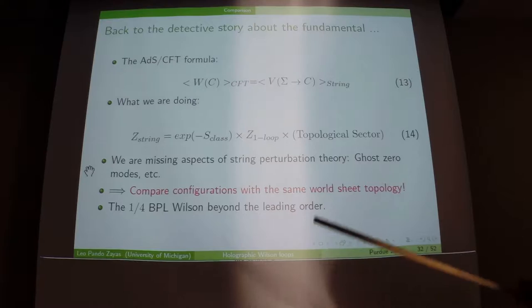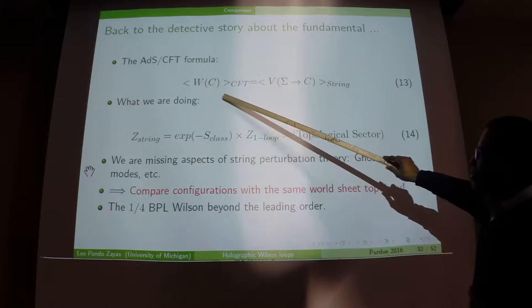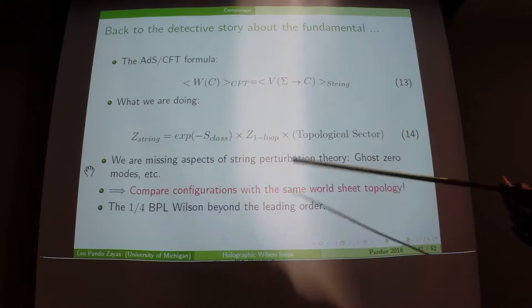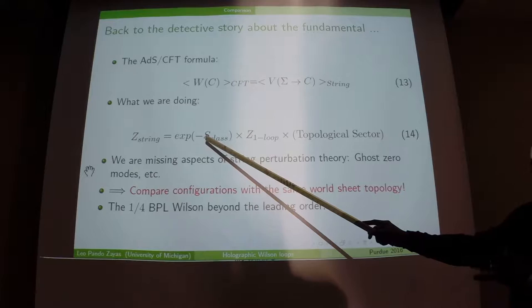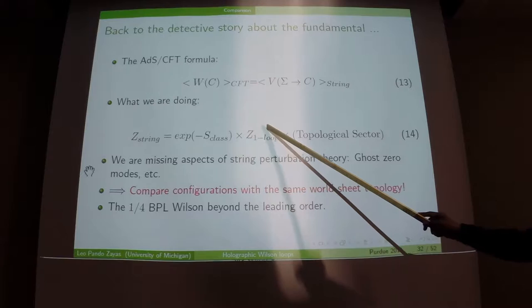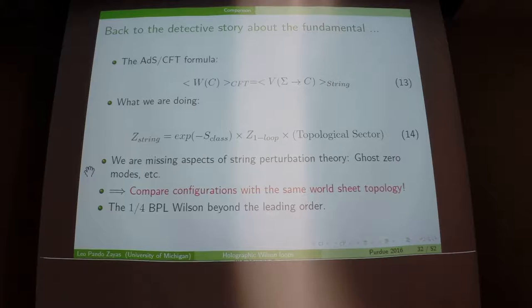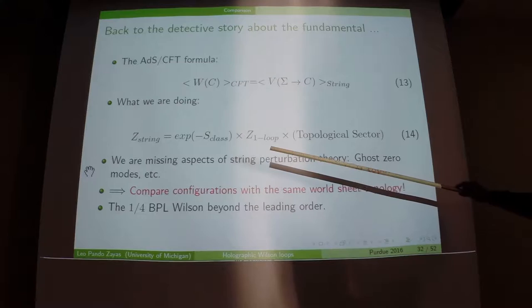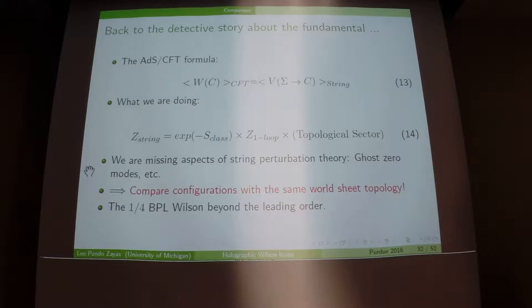So let me rephrase again. We know this object from localization. We really think that this should be some kind of vertex operator, some object in string theory. We don't know how to compute it, but what we do is to say, okay, let's do it semi-classically. I have the classical piece. The classical piece is always matching. Then I can compute one loop, and maybe there's something that comes from Gauss zero modes that I don't understand. But if we find two configurations that have the same worldsheet topology, then we will more or less be guaranteed that this is going to cancel. Okay, and that's what I want to do.